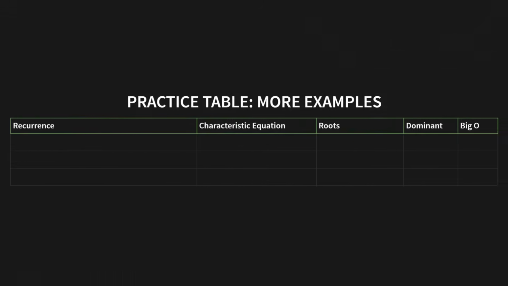Let's practice with more examples. Look at this practice table. T of n equals T of n minus 1 plus 2T of n minus 2. Characteristic equation. X squared minus x minus 2 equals 0. Roots. X equals 2, x equals negative 1. Dominant root is 2. Big O, O of 2 to the n.